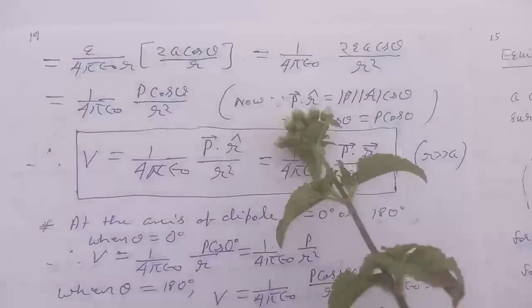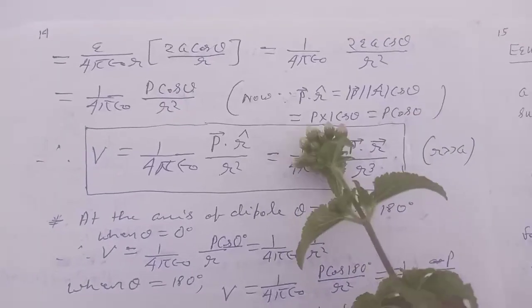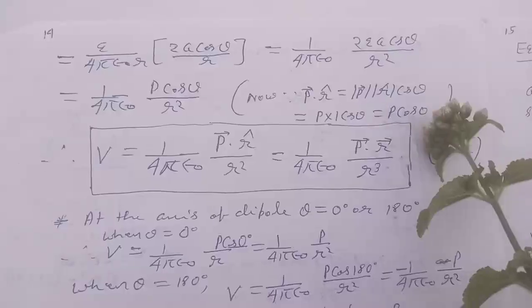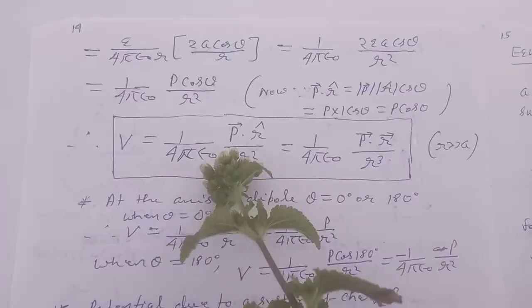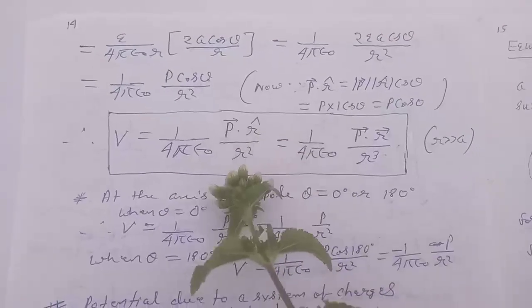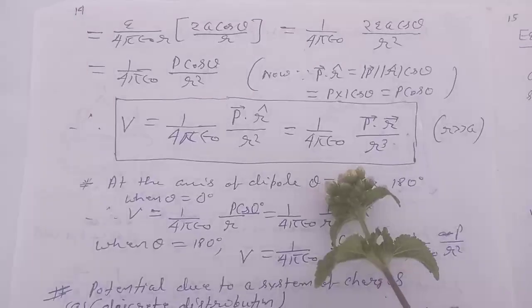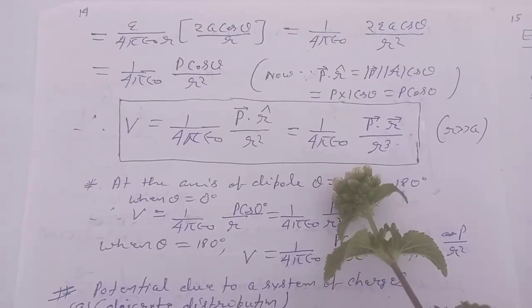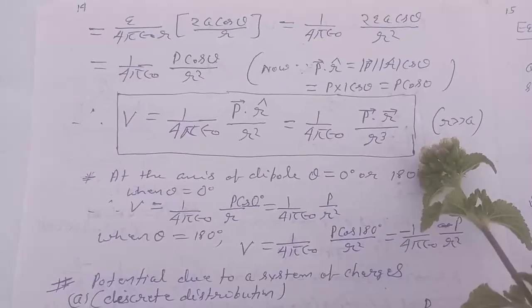Now since P vector dot R cap equals mod P mod R cap into cos theta, equals P into 1 into cos theta, that is P cos theta, hence V equals 1 by 4 pi epsilon naught P vector dot R cap by R square, equals 1 by 4 pi epsilon naught P vector dot R vector by R cube, when R is very much greater than A.